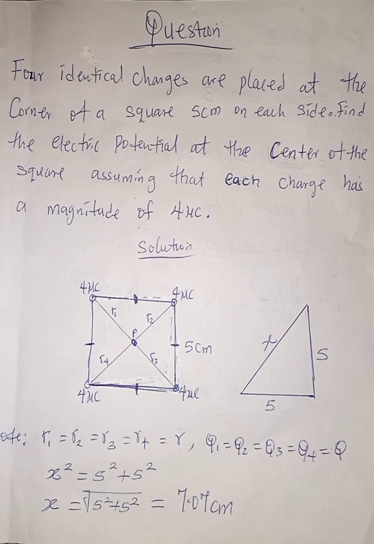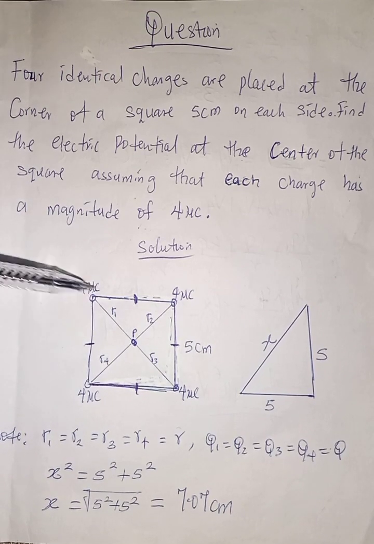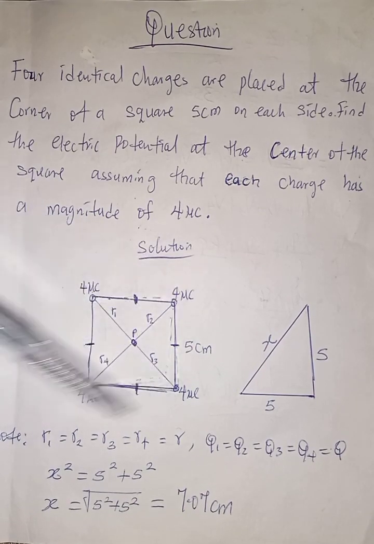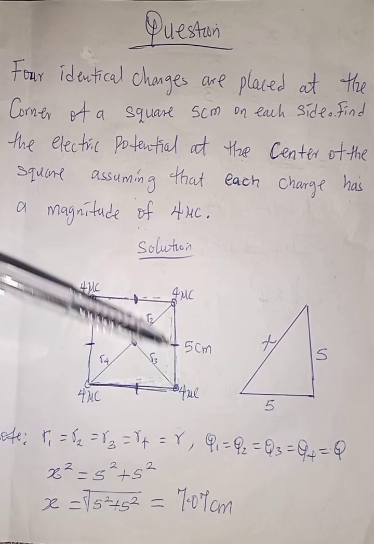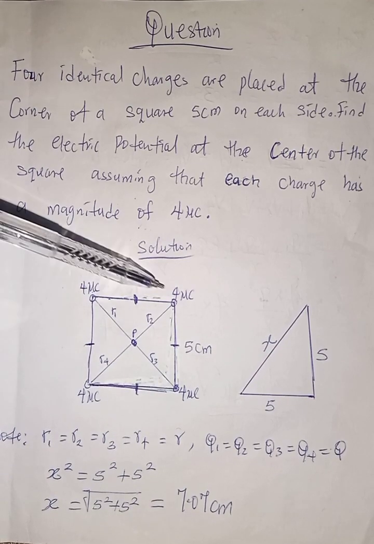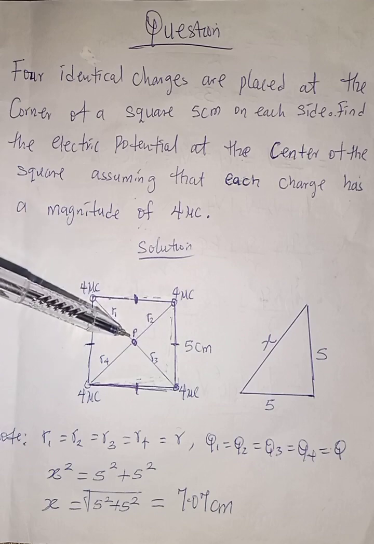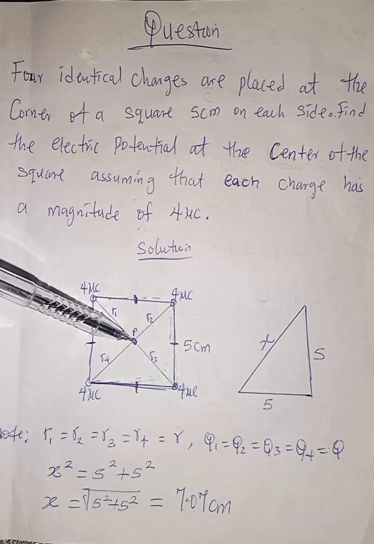Now, in this type of question, you have to draw out the square first. Then they say at the corners we have these identical charges. They are the same thing, 4, 4, 4, all true. And remember, for a square, all the sides are equal. From here to here, everything they are the same. Then they say, what is the electric potential at the center of the square?